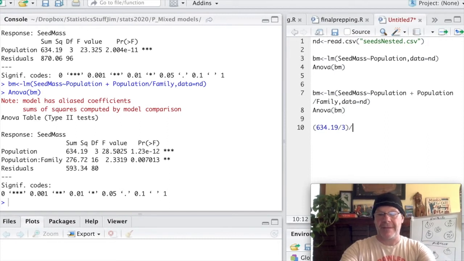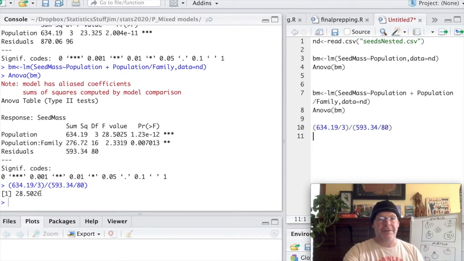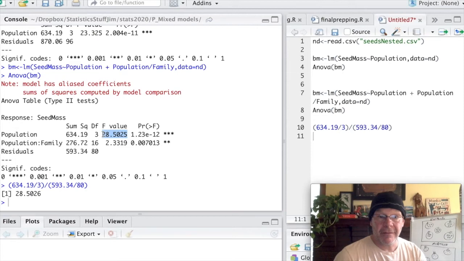And then we're going to divide that by, let's start with the total, the residual sums of squares. That's 593.34, divided by 80. That's where it's coming up with that number. But that's not right, because when we're using these F statistics, we're thinking about the component of the variation explained by a certain part of the model.